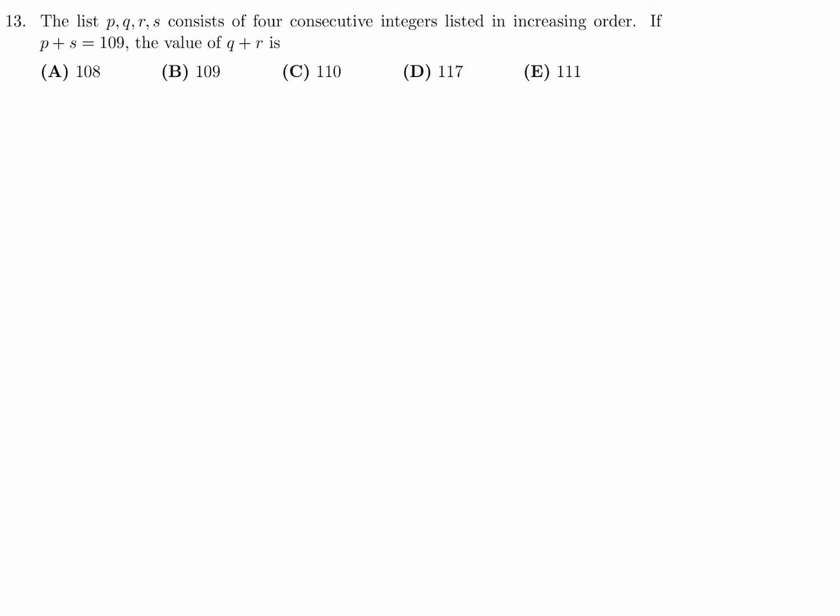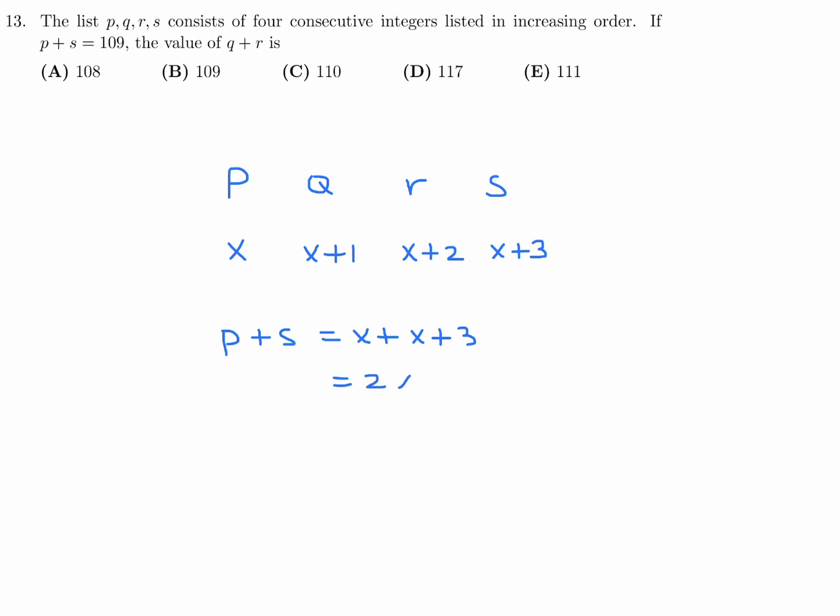The list PQRS consists of 4 consecutive integers listed in increasing order. If P plus S is 109, the value of Q plus R is... PQRS, consecutive. So x, x plus 1, x plus 2, x plus 3. And then P plus S, so that would be x plus x plus 3, which is 2x plus 3, is equal to 109. And they want you to figure out Q plus R.